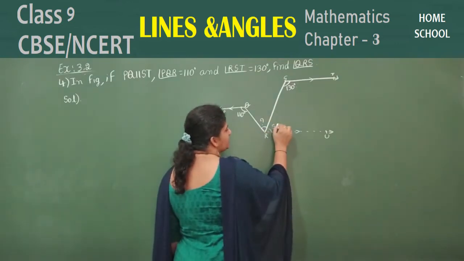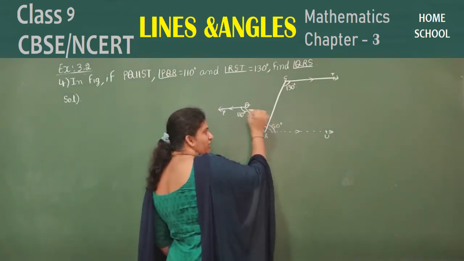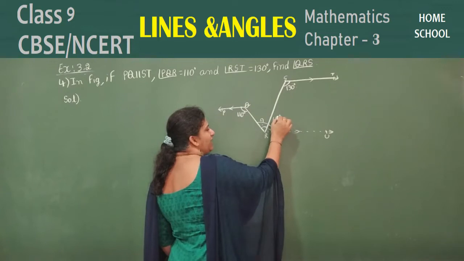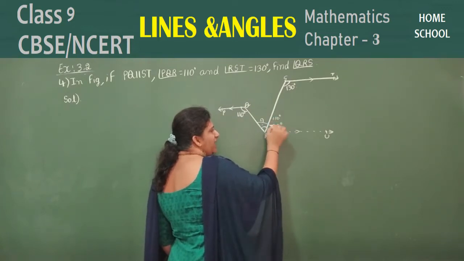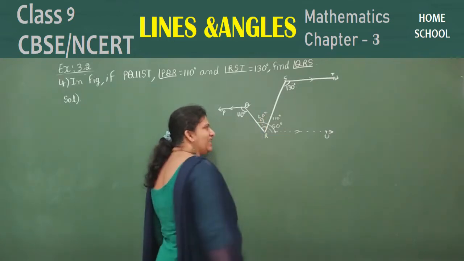So if this is 50, now this complete angle is how much, alternate to this? The complete angle is 110. From 110 degree subtract 50, up to here we don't want. So that makes 60 degrees your answer.